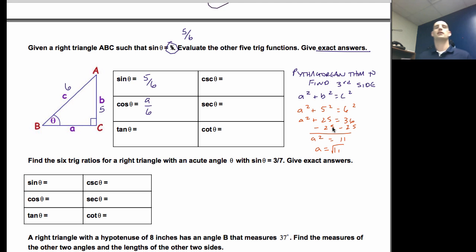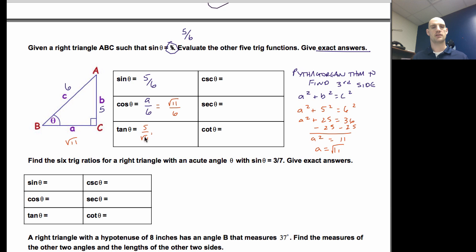Why not plus or minus? Well, it's a length of a side, so I'm not going to have a negative in this case. Okay, that being said, this now gives me everything I need, because I know that my cosine, a over 6, is now root 11 over 6. And I'm just going to fill in my diagram, root 11. So the tangent is opposite over adjacent, so 5 over root 11.